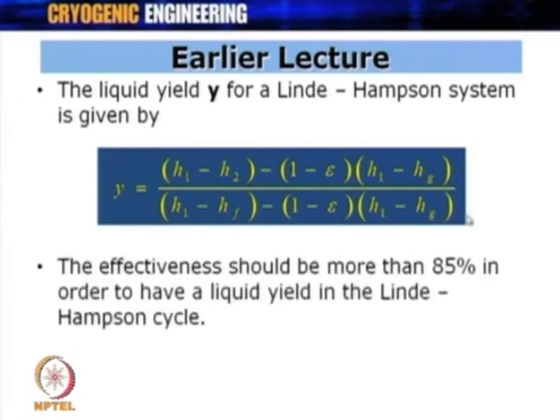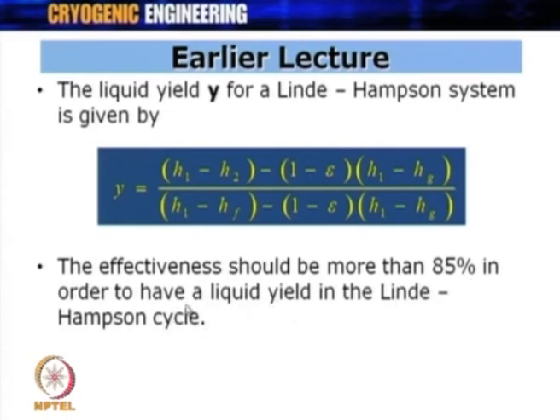So, you can see in this term that epsilon represents the effectiveness of the heat exchanger, and when epsilon is equal to 1, or 100%, Y gets reduced to (H1 minus H2) divided by (H1 minus Hf). All this right hand side, which is a negative term in the numerator and denominator, becomes equal to 0. So, here you can understand how sensitive the value of Y is to the value of epsilon in this case. We have also seen the effectiveness should be more than 85% in order to have a liquid yield in the Linde-Hampson cycle.